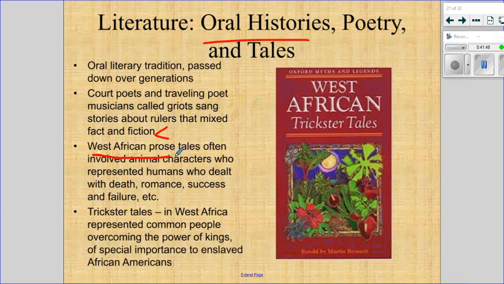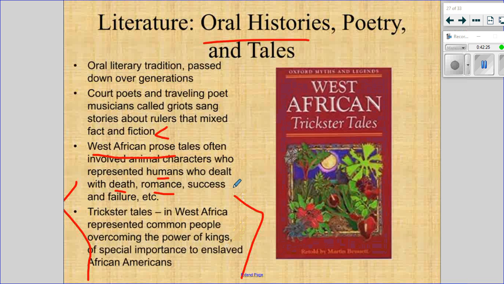West African prose tales are still pretty common today. And they represent humans who deal with some sort of crisis like death or a romance or success or failure. One really common type of prose tale that you'll find in the West African tradition are trickster tales. This is where a weaker, smaller animal outsmarts a bigger, stronger animal. So you use cunning to overpower a stronger foe.